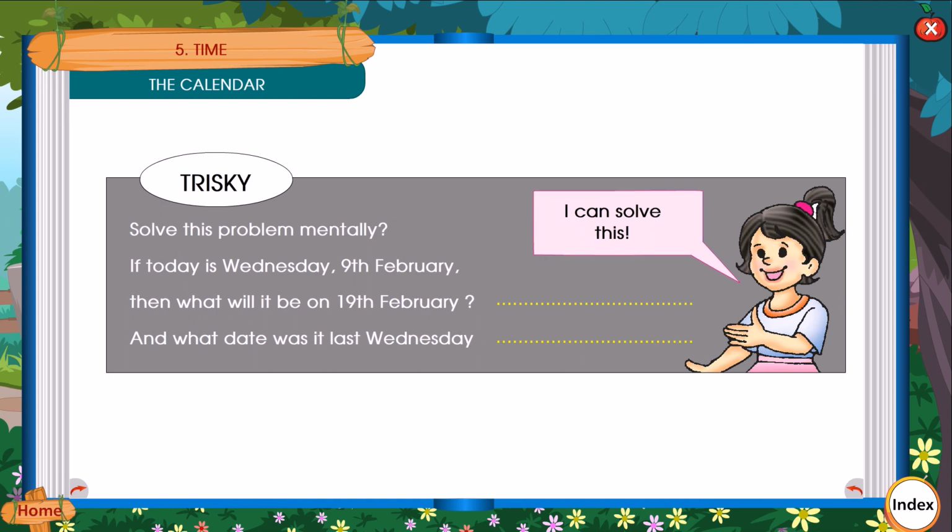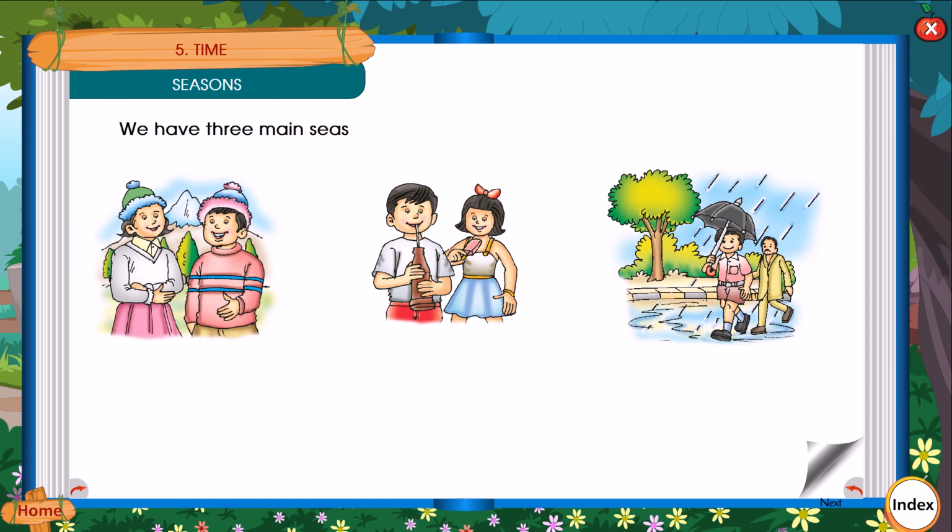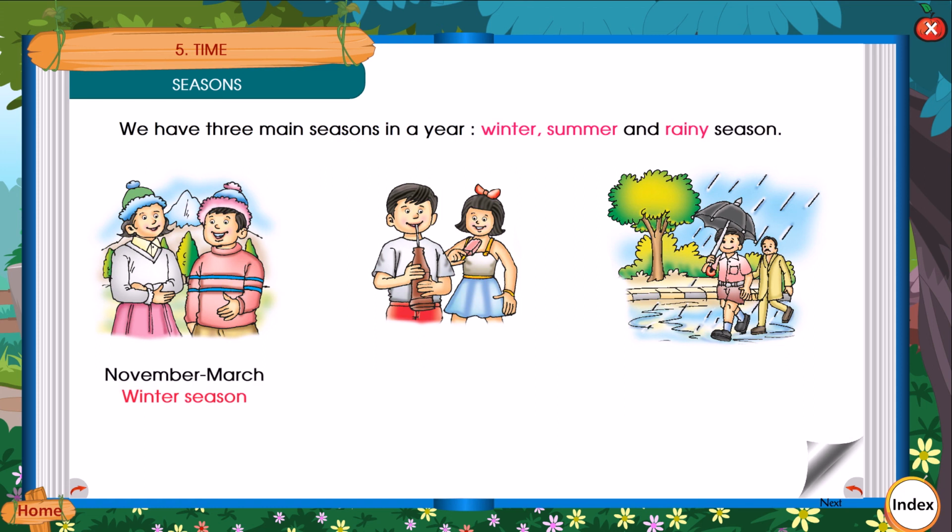Seasons. We have three main seasons in a year: winter, summer, and rainy season. November to March, winter season. April to July, summer season. August to October, rainy season.